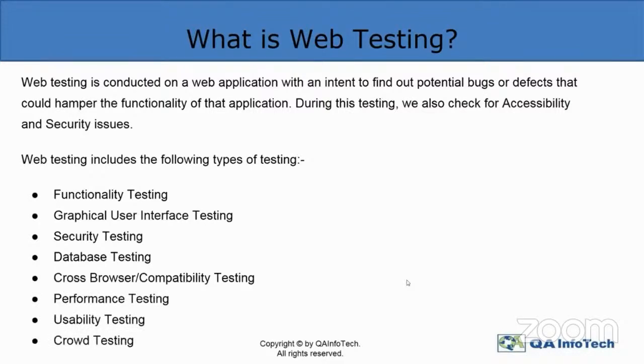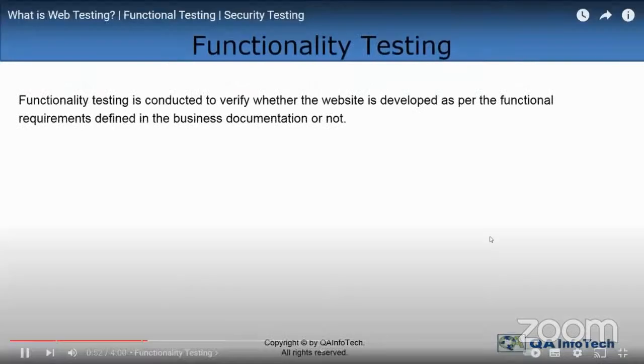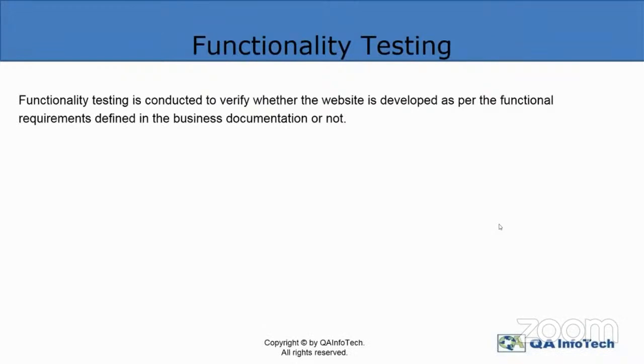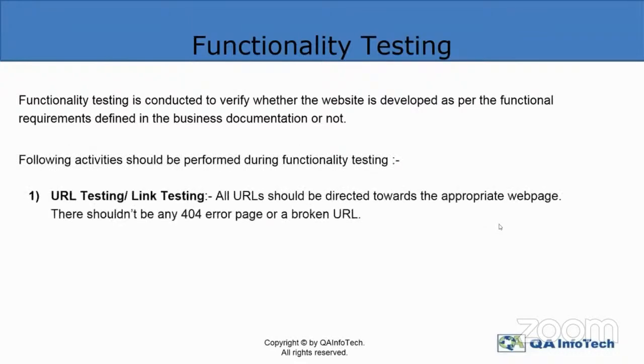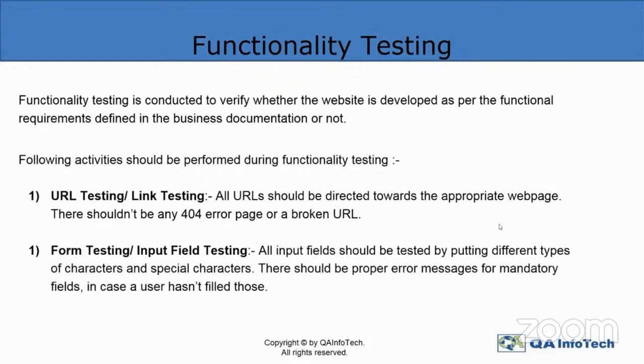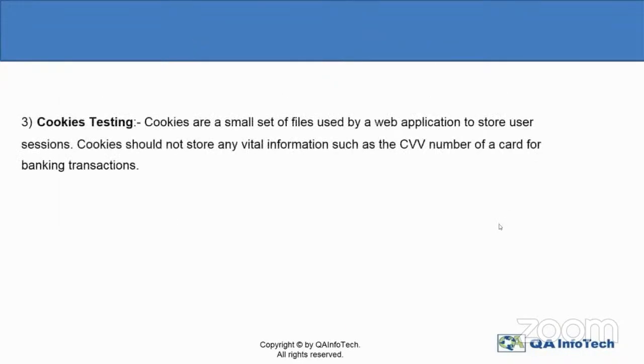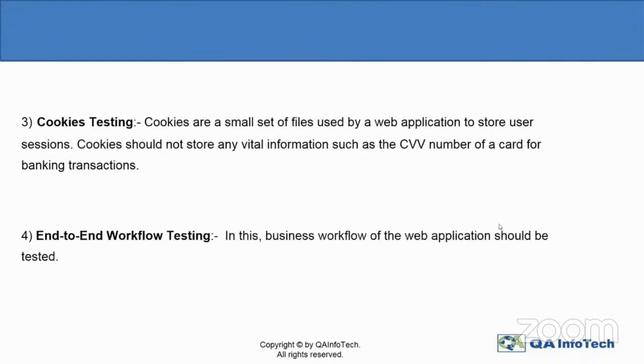Throwing some more light on the types of web testing, we firstly have functional testing. This type of testing verifies whether the website is developed as per the functional requirements defined in the business documentation or not. It covers essentially 4 activities. The first being testing the functionality of the URLs or links. The second, testing the input fields or forms to ensure their proper functionality. Then comes testing the cookies to ensure that they do not store any vital information of the user. Lastly, end-to-end workflow testing is conducted to thoroughly check the flow of a web application according to the business requirements.